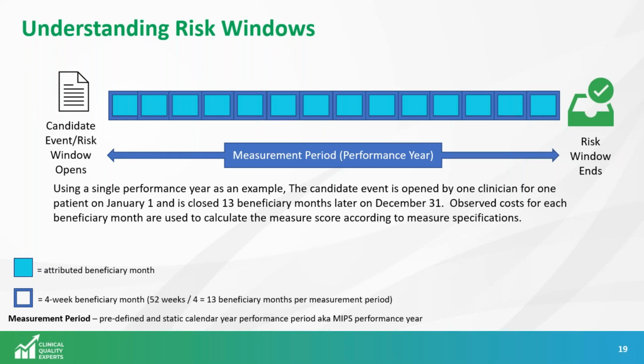So when that happens, the risk window is open for a full year, which is broken down into the 13 4-week-long beneficiary months indicated by each of these blocks. So all costs that are incurred by Medicare during the open risk window for this event get monitored and used in the calculation of the overall measure score. So in this example, because the patient did not see any other clinician during the risk window, all beneficiary months will be attributed, meaning credited, to the clinician.